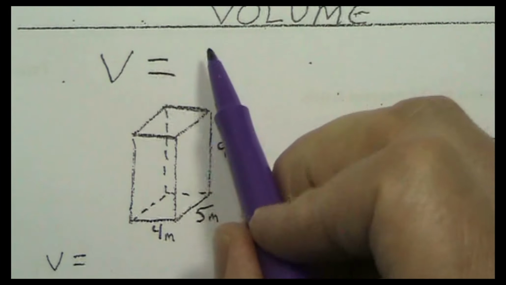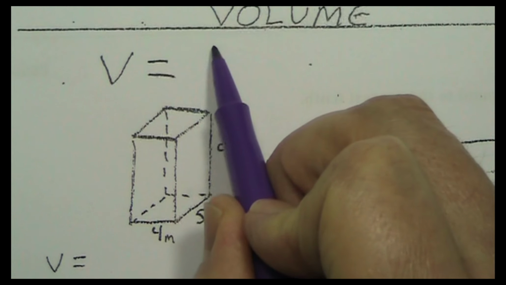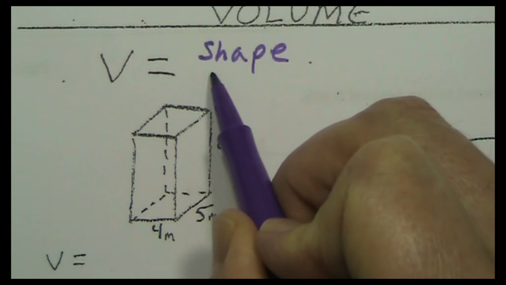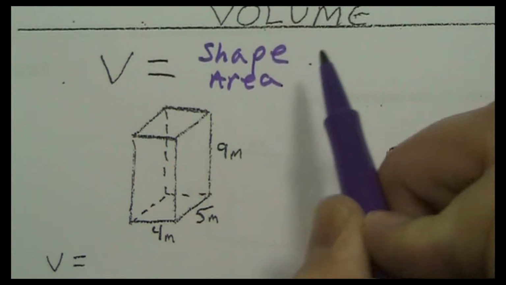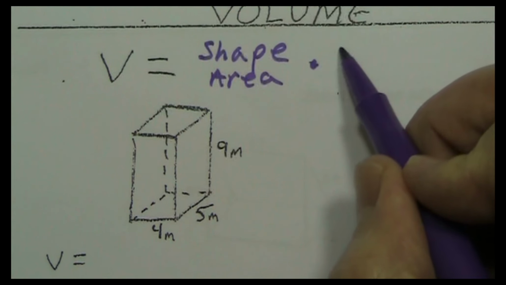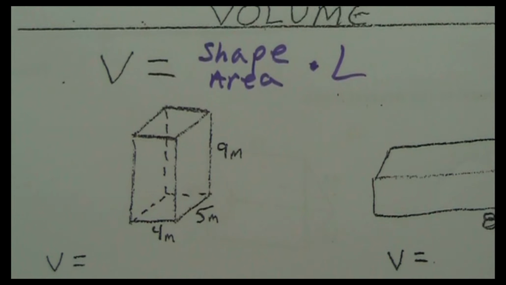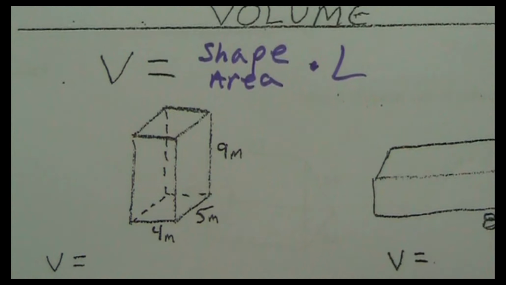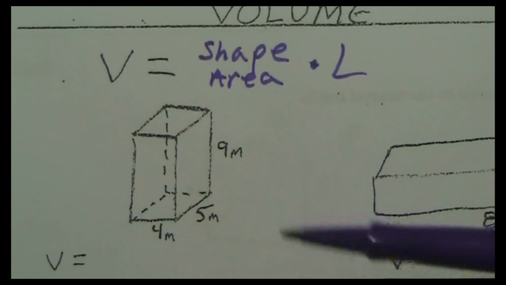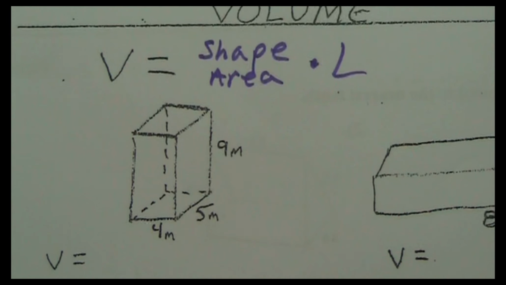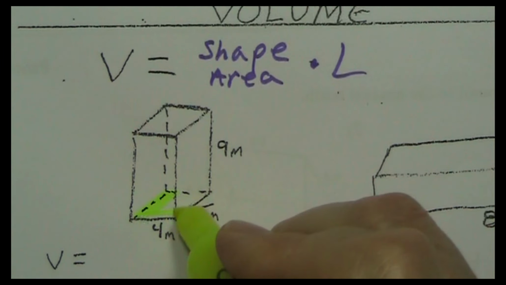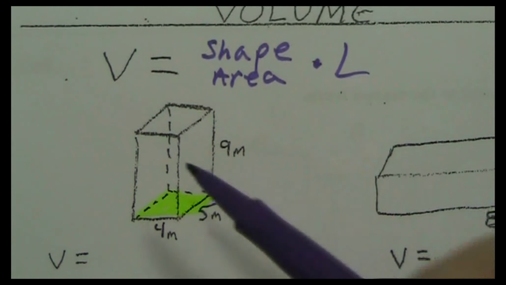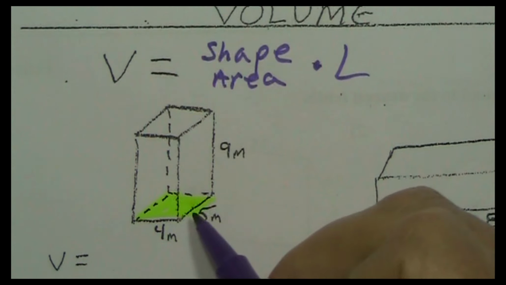All right, so the easiest way to remember is whatever the shape is, the shape area times how long it is, times its length. So if it's a rectangular prism, it's the rectangle, the shape of it, times how long it is. Let's do that. This one right here. So notice that the shape is a rectangle. And that rectangle right there is 4 times 5, right?